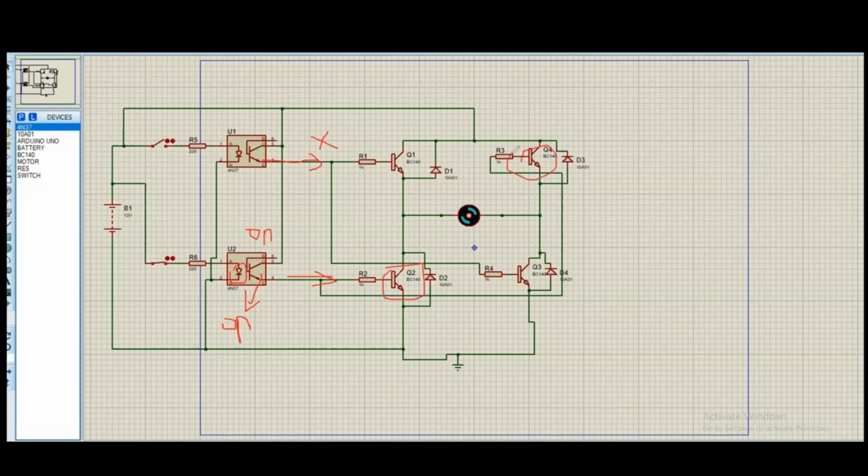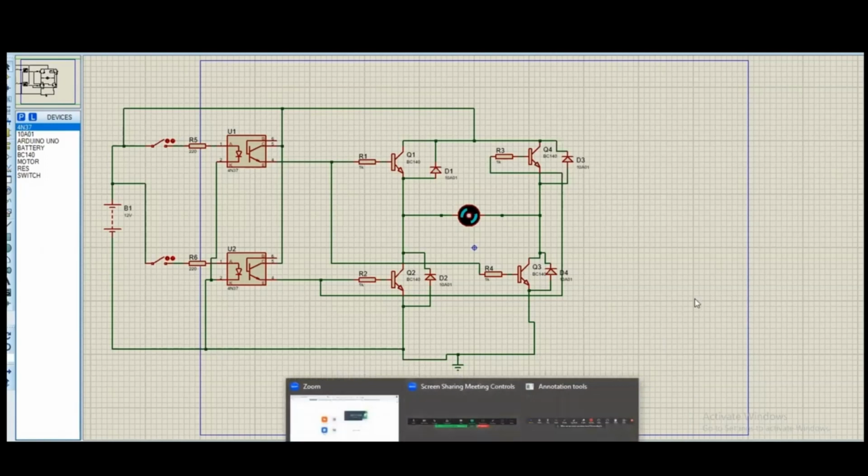You can see that in this way the circuit works. The other formation of this circuit at this side is the same, the only difference is these optocouplers and these diodes to increase the safety factor.